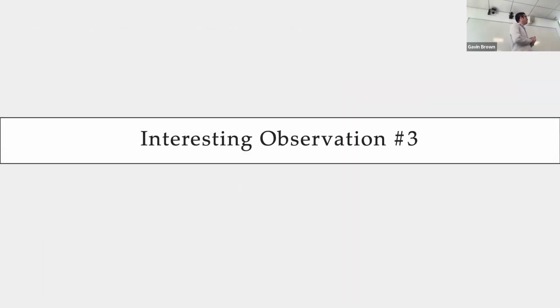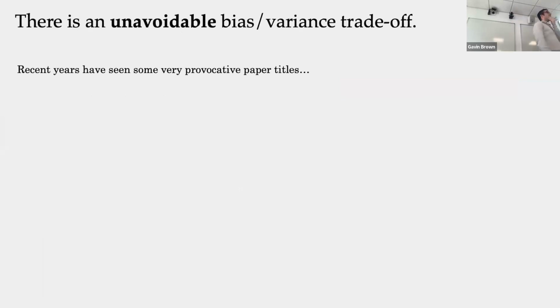Okay, third observation that's interesting. There is an unavoidable bias variance trade-off that occurs. So this is a nice observation. I didn't initially think this was very important, but Ricardo, my co-author, pushed and said that this is really important to include. So we really did in the end, and I do now agree.